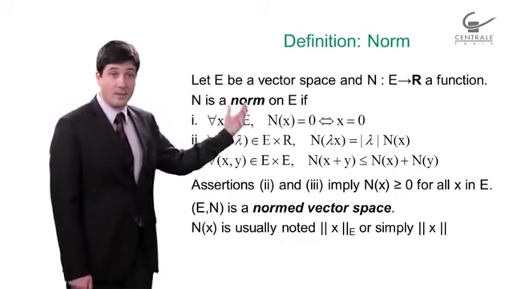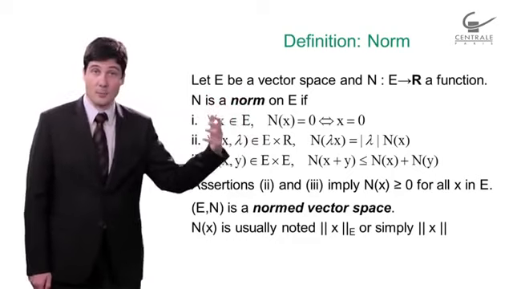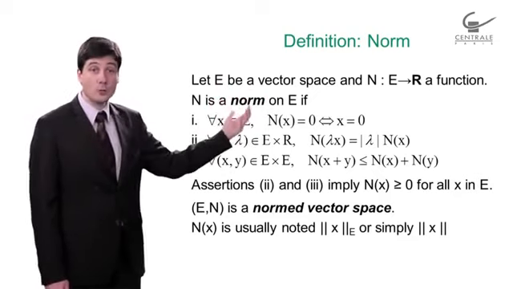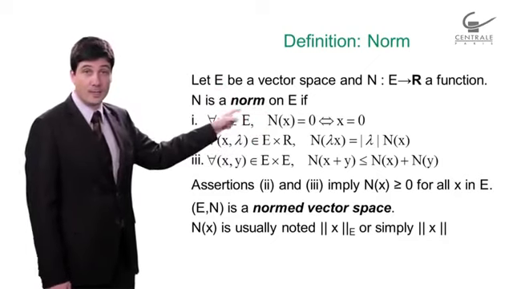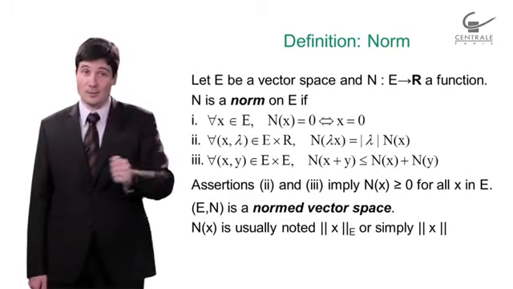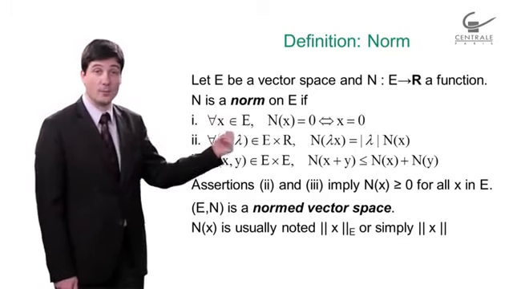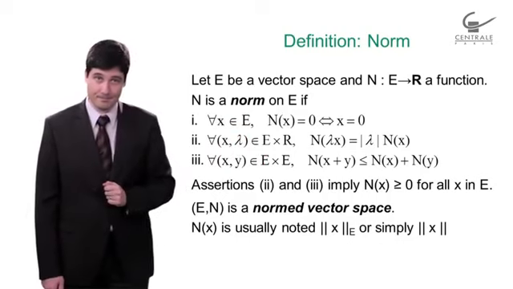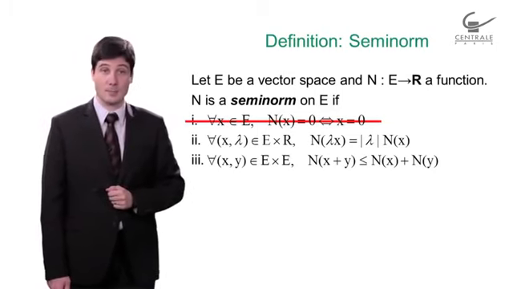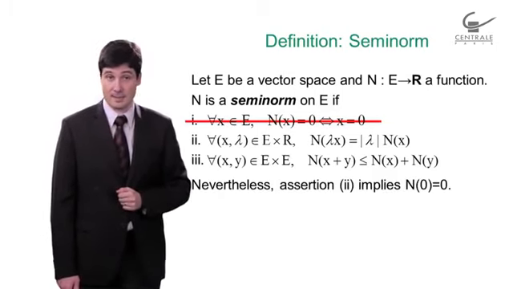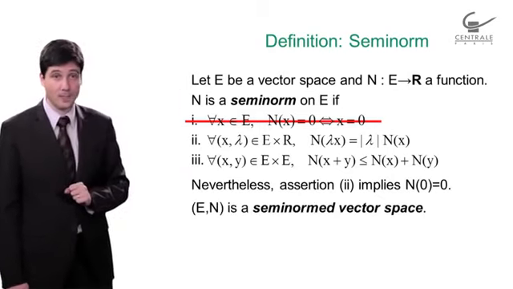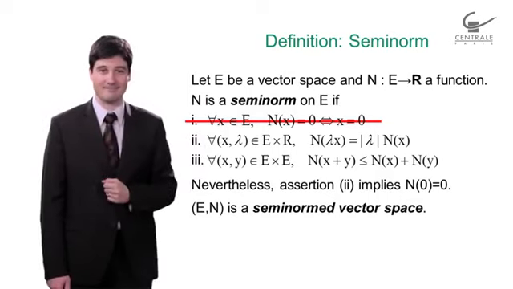If you have all of this, then E with n as a norm is a normed vector space. And n is usually noted with 2 bars, and sometimes with an index E, so there is no confusion. That is the definition of a norm and of a normed vector space. If you don't have the first criterion, then what you have is a semi-norm. You still have n of 0 equals 0, thanks to the second criterion. In this case, you have a semi-normed vector space.